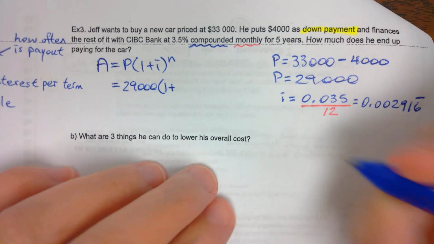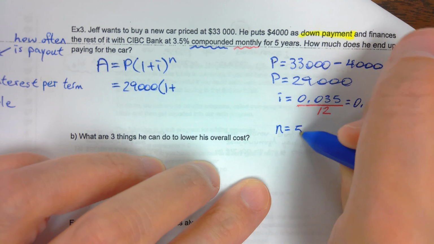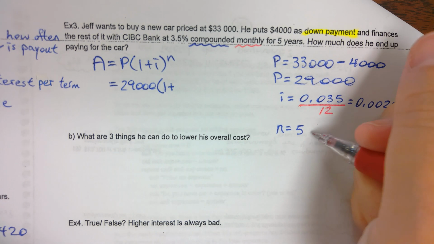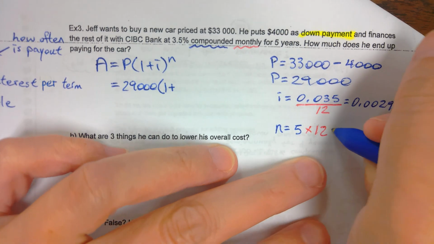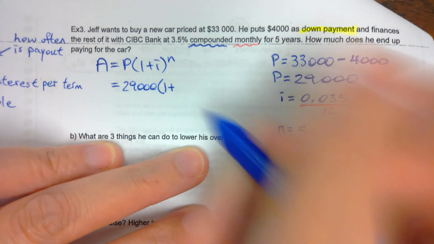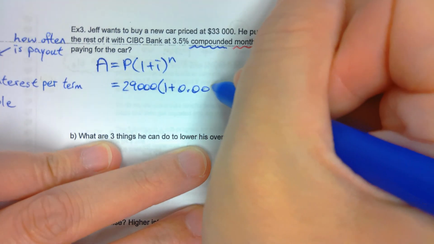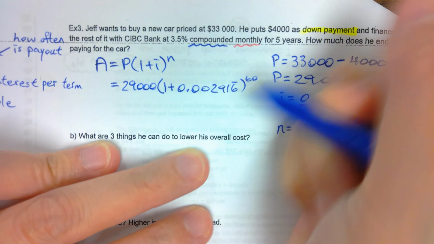Okay. And then N. I am going to finance it for 5 years. So 5. Aaron, what do I have to do with that 5? Times it by 12. So 60 terms. Okay. So 0.002916 and then 60 as the exponent.